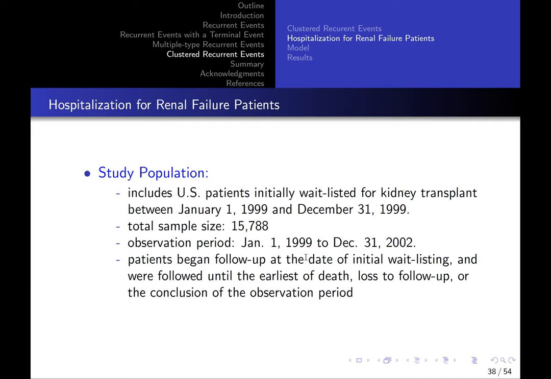been expanded. Okay, so the study involved US patients who were on the wait list for kidney transplant in the year 1999, which included almost 16,000 patients. The observation period and follow-up included around 3 years, 1999 to 2002. The starting point here is initial wait listing, and they were followed until the earliest of death, last follow-up, or conclusion of the observation period. So the observation period ends December 2002.